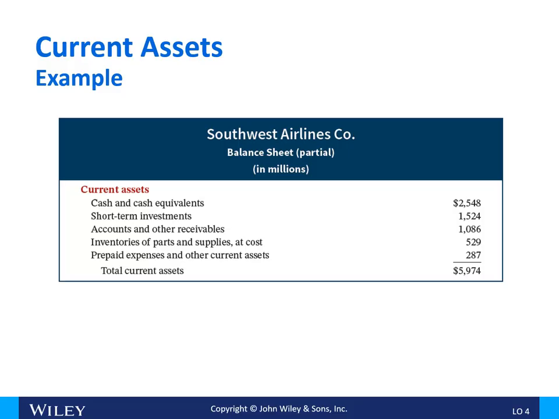Inventories of parts and supplies. These are supplies that they're going to use in operating their business of flying people around the country. That's going to take a little bit longer than accounts receivable to turn into cash. Then prepaid expenses and other current assets. As we've seen in some of our examples, you could have those for a year or multiple years potentially. So that's going to be the longest that you're going to use up, so you list those last.